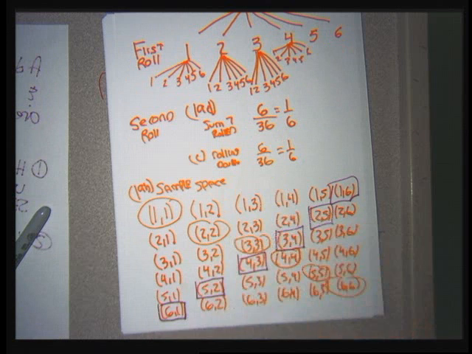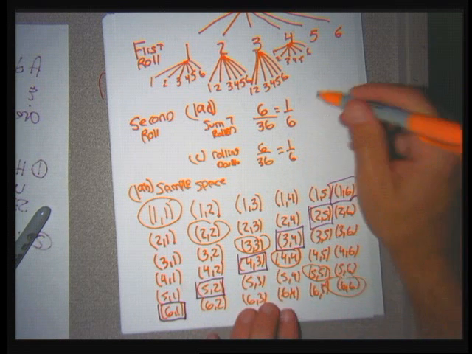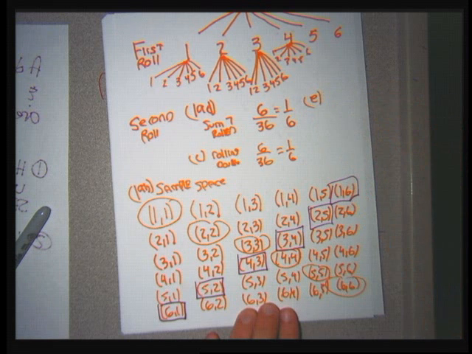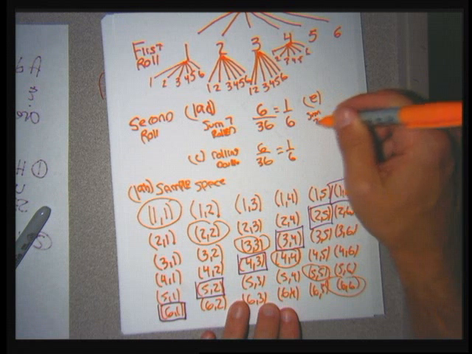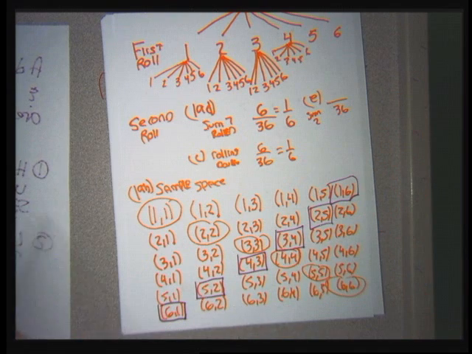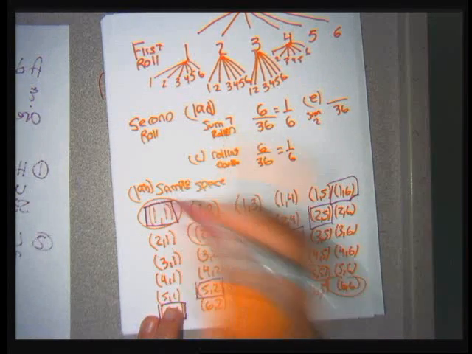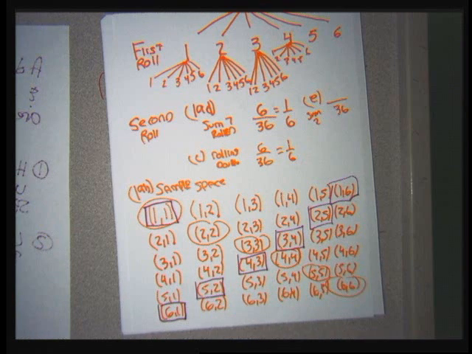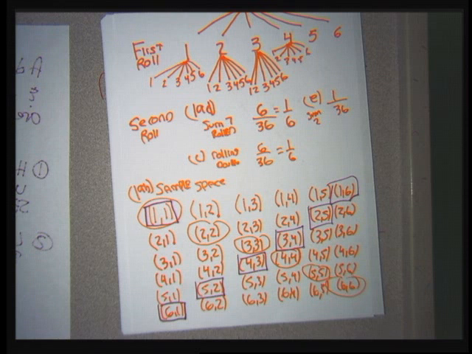So I did D and called it C. D was rolling a sum of 7. That's those 6 of the 36. And when I deal with E, E asks me what's the probability of rolling a sum of a 2. The denominator is going to be 36. The numerator is going to be anything that sums to 2. And the only way to get a sum of the 2 dice to be 2 is to get a 1 and a 1, because those 2 add up to 2. So that probability is 1 in 36.